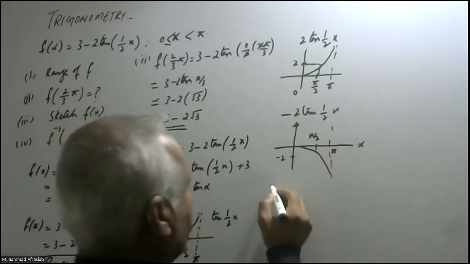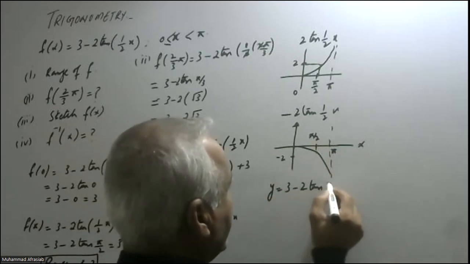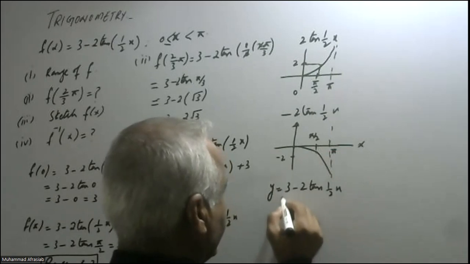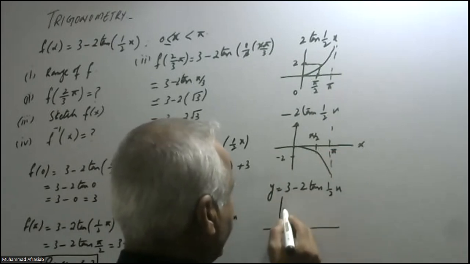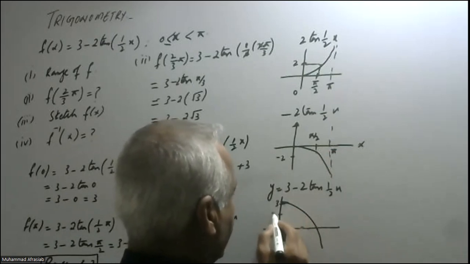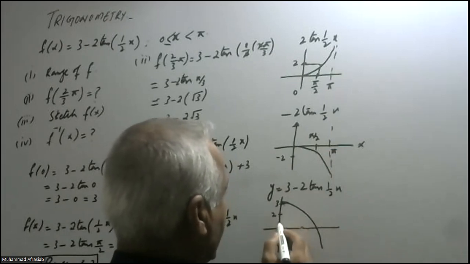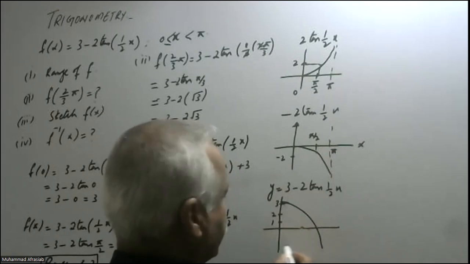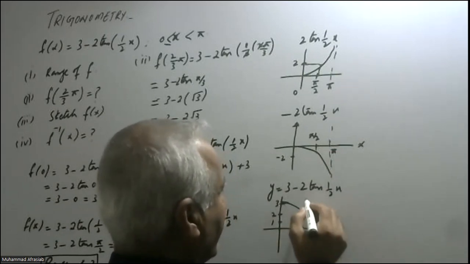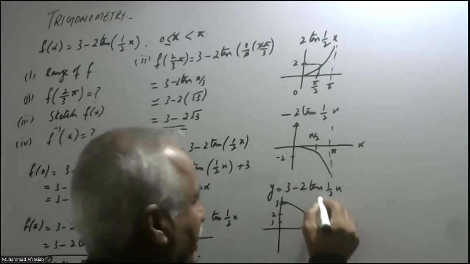Then finally the graph of y equal to 3 minus 2 tangent of half x, the whole graph will be shifted 3 units upward. So this value will be equal to 3, this value will be equal to 2, and this value will be equal to 1. So this is the graph of 3 minus 2 tangent of half x.